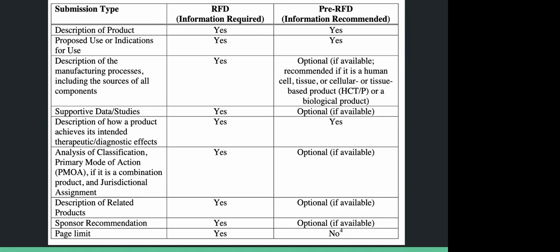And what you have to do is describe your product. You have to include how it's made. You have to have all the supporting data, both preclinical and clinical. You have to explain the mechanism of action and how it's going to work. You would have to describe related products. And you have to do all this for an RFD in 15 pages. So the pre-RFD is kind of like testing the waters a little bit. So you can include this, or you don't have to. But so that's kind of what we're doing at the moment.